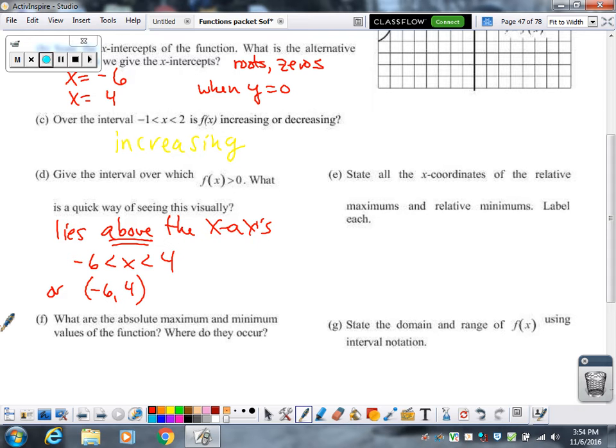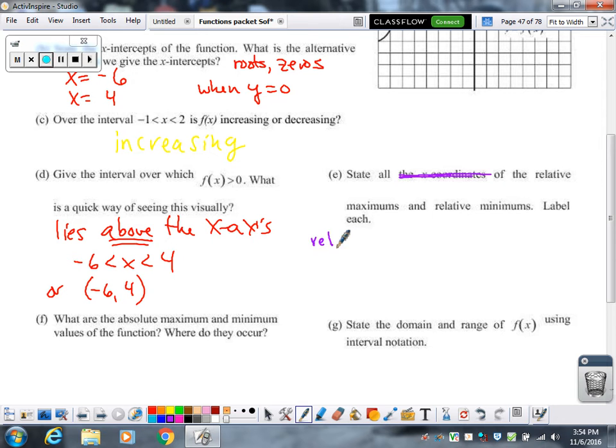Letter E, state all the x-coordinates of the relative maximums and relative minimums. Let's cross out the x-coordinate, state all of the relative maximums and minimums, because I want to make sure we state them as the coordinate pair, not just the x values. We want to make sure we get both the x and the y.